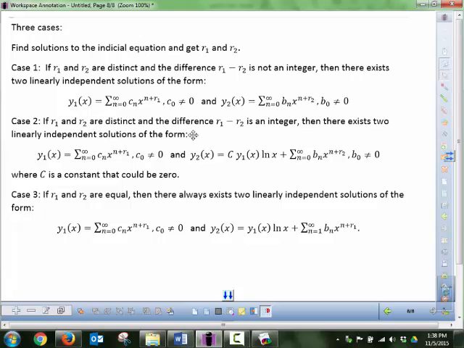If R1 and R2 are distinct and the difference is an integer, then one solution is going to be of the form of whatever R1 is. R1, I think, is the lesser value. Actually, R1 is the larger value. And then your second solution has an ln in there somewhere. If the roots are equal, then there will exist two linearly independent solutions.